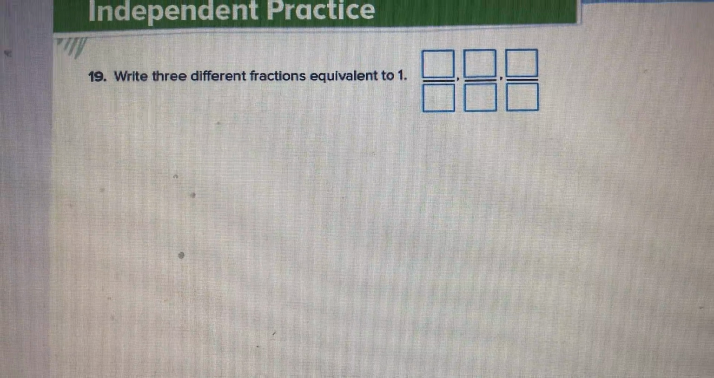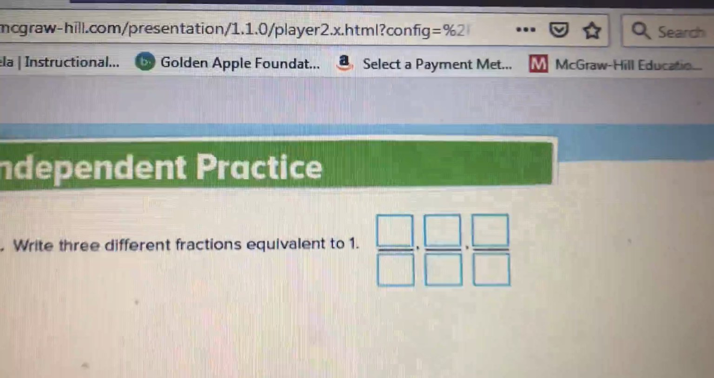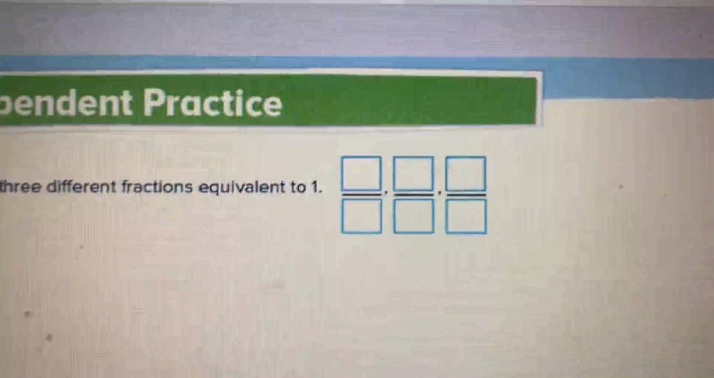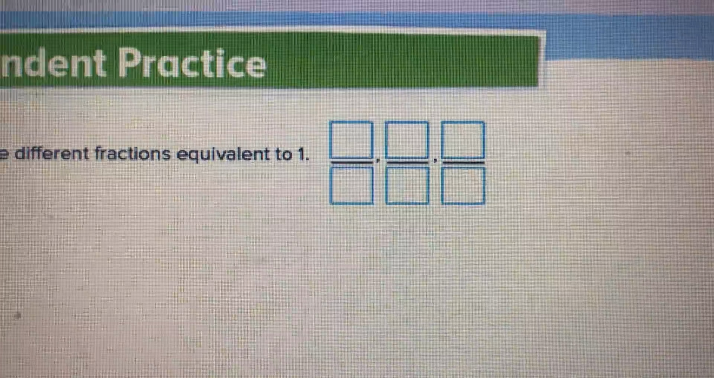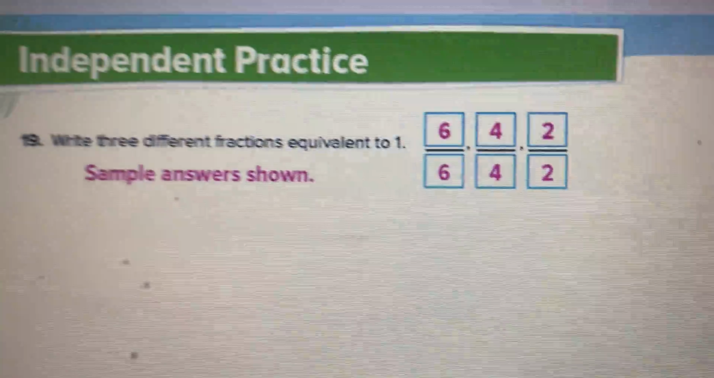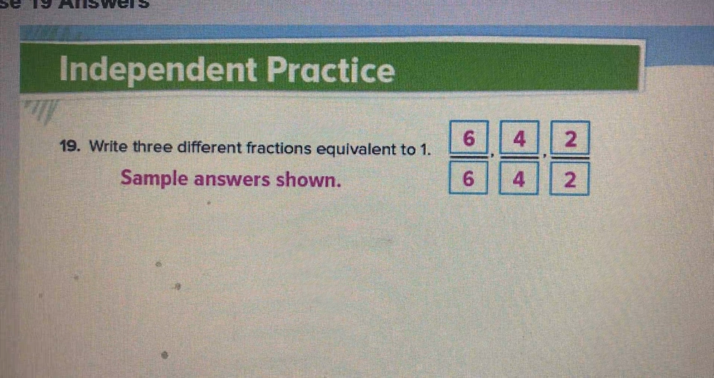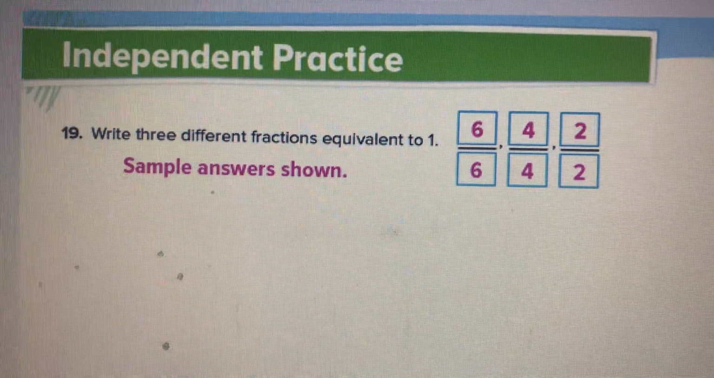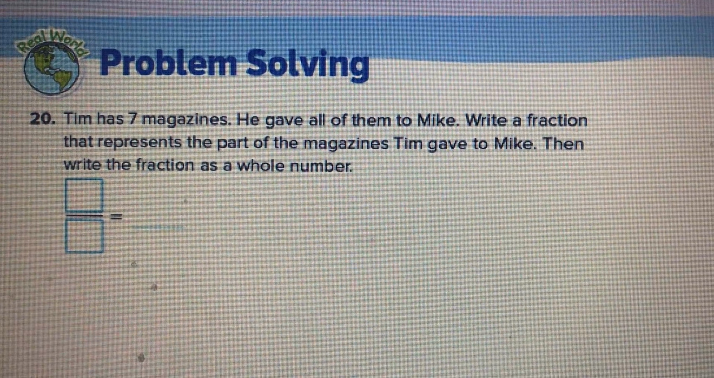Okay, write 3 different fractions equivalent to 1. Think about this, okay? Equivalent to 1. Could we do 2 over 2, 3 over 3, 4 over 4, 5 over 5? Are all those fractions equivalent to 1? They are. Okay, here's just 3 sample answers shown for you. If you did something else, that's entirely okay, but make sure that the same number is the numerator and the same number is the denominator.